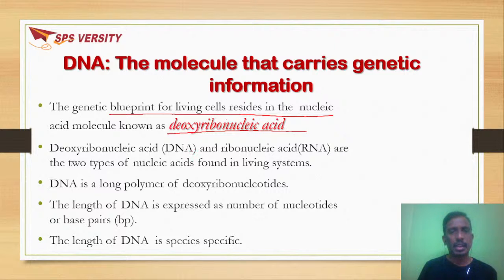And what is this deoxyribonucleic acid made up of? The structural units of deoxyribonucleic acid are called deoxyribonucleotides. So the basic structural unit of DNA is the deoxyribonucleotide. A pair of deoxyribonucleotides is called a base pair.